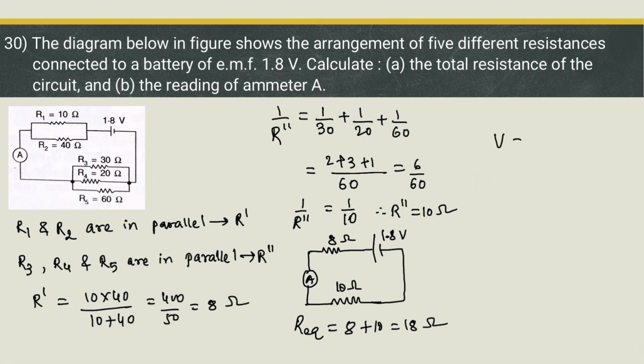And then it is easy for us to find out the reading of ammeter. The formula is simple now. V is equal to IR. V is 1.8. R is 18. So I is equal to 1.8 upon 18. That is 0.1 ampere.